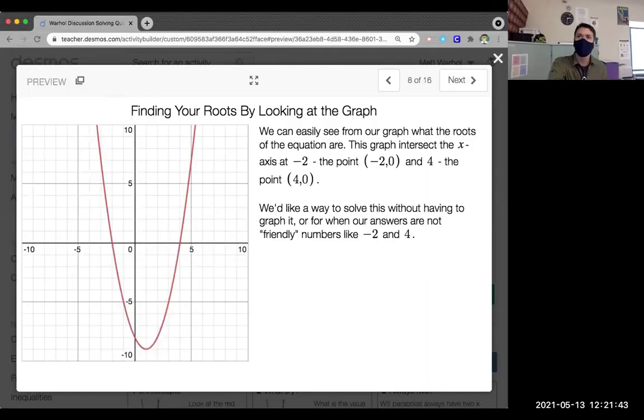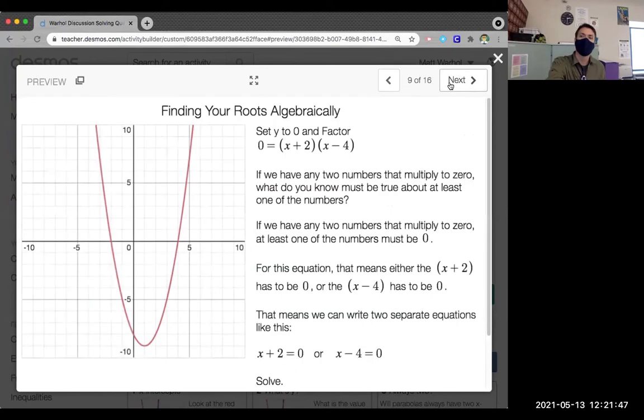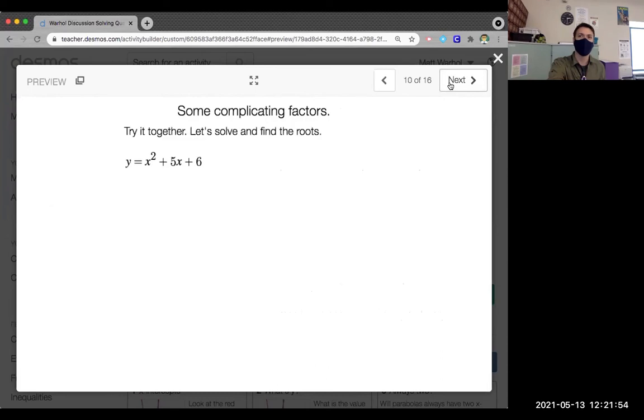Okay, so we talked about using the graph for the roots. I showed you the algebraic way to find a root. They talk us through the same thing here, but you have it in your notes. So that's good. We did this one.